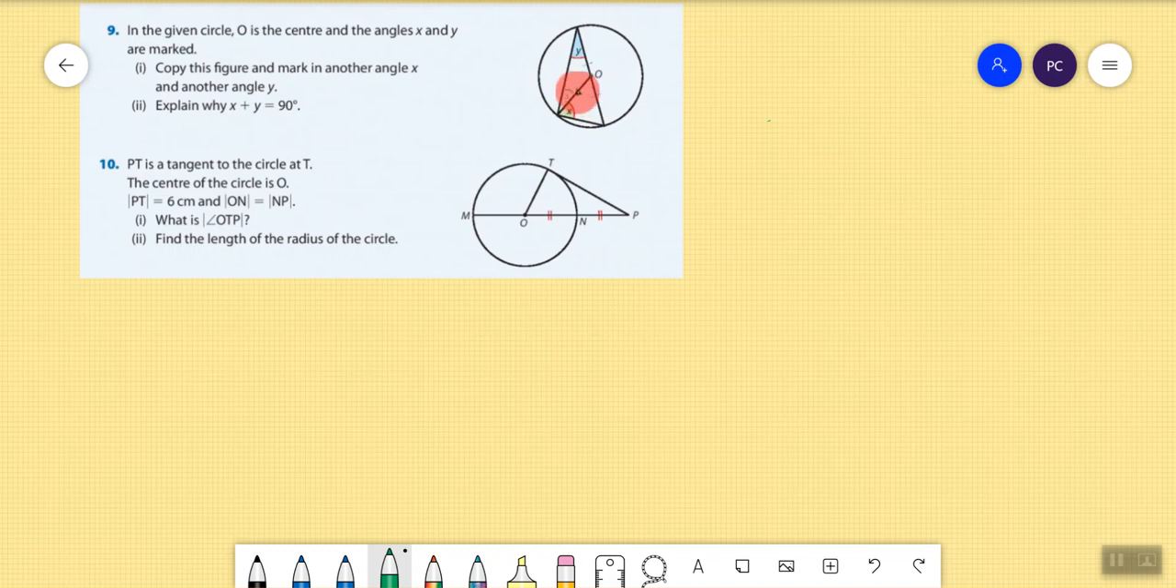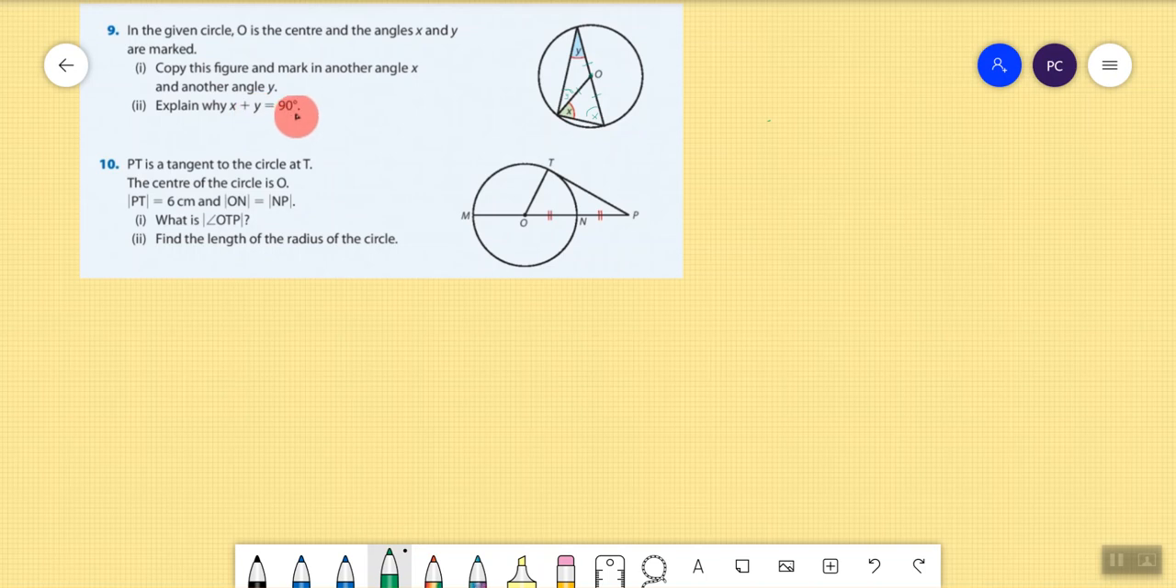And then the same on this side. If this length and this length are the same, then this is also an isosceles triangle, and therefore this angle here will be equal to x. In an isosceles triangle, the two sides are equal, therefore the two base angles are equal. So that's the first part. So that will be the answer, you're drawing in your angles.